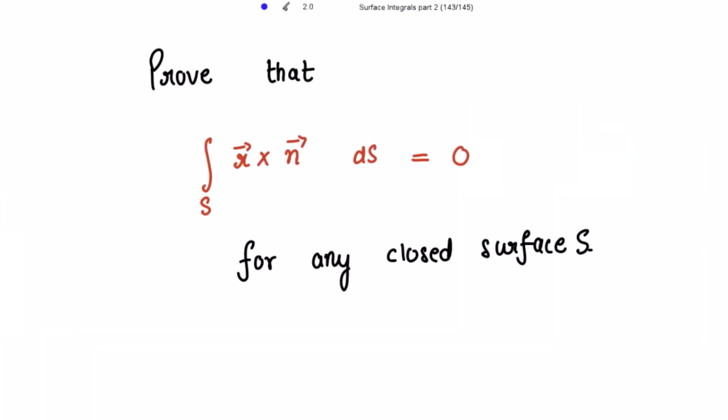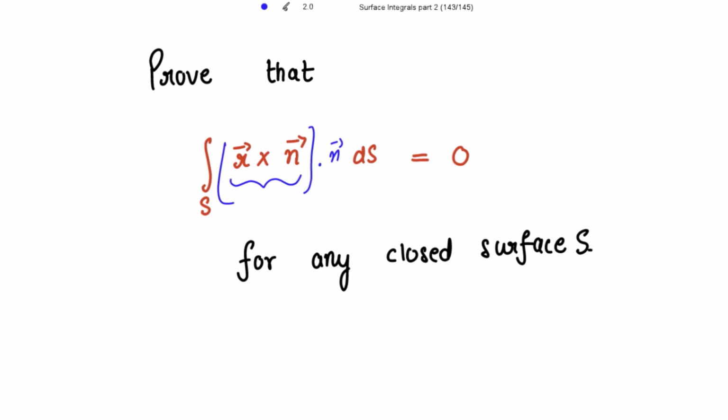We need to prove that the surface integral of the cross product of r vector with n vector is 0 for any closed surface S. Now here, I need to apply the Gauss Divergence Theorem, but how can I apply it on this surface integral? Because for that, I need something having the dot product with n vector, then only I can apply the Gauss Divergence Theorem, right?